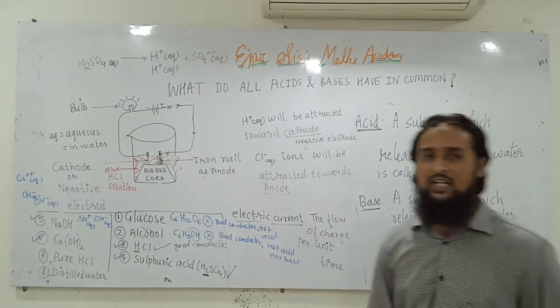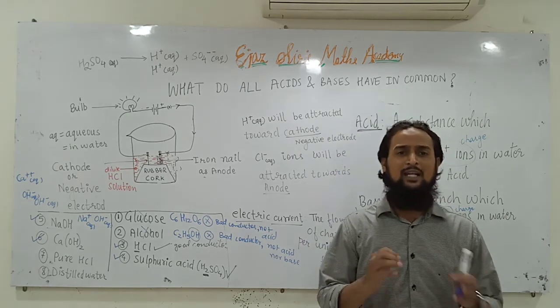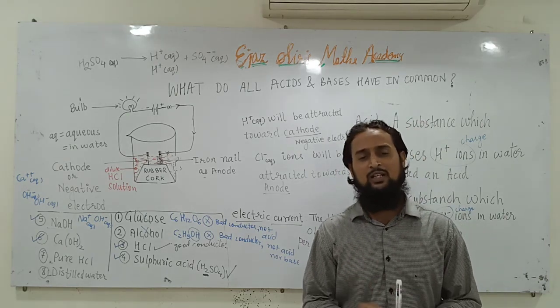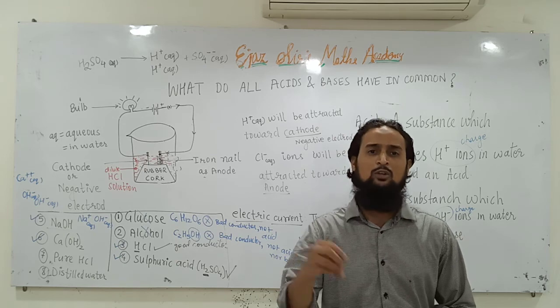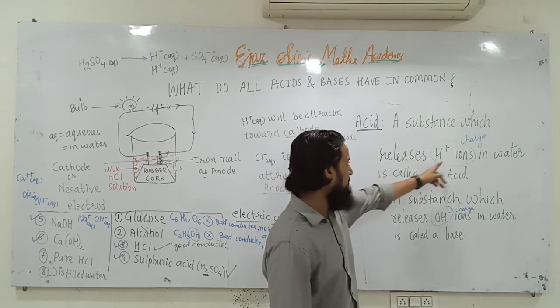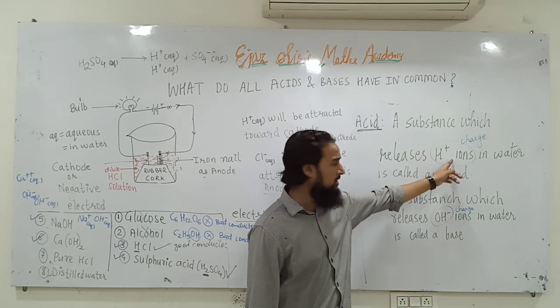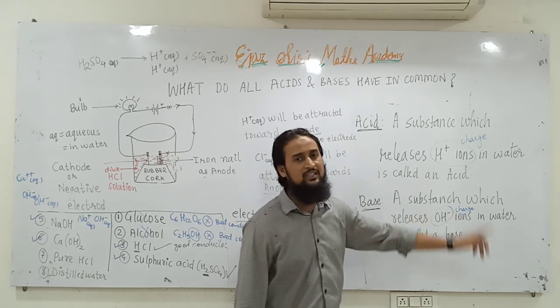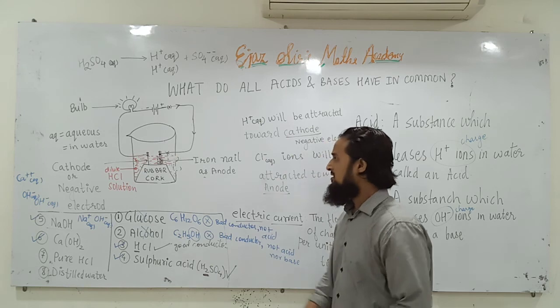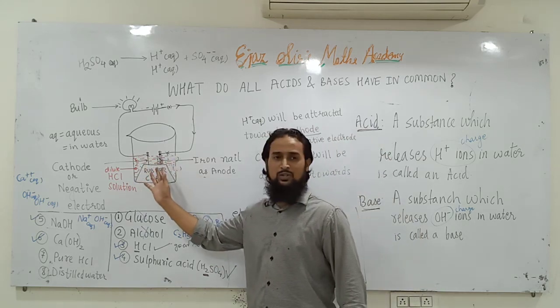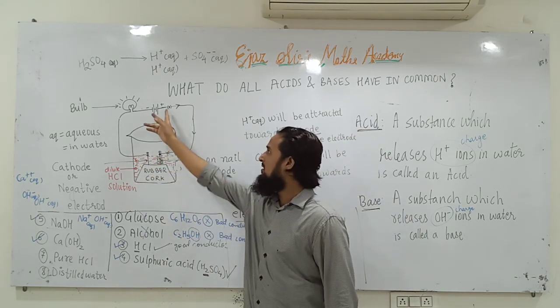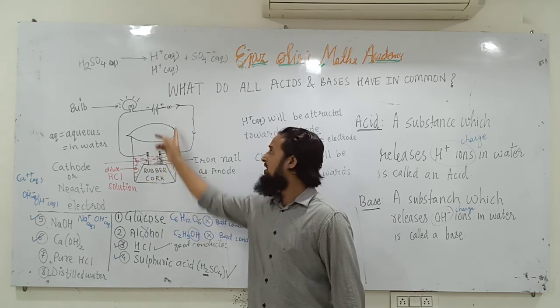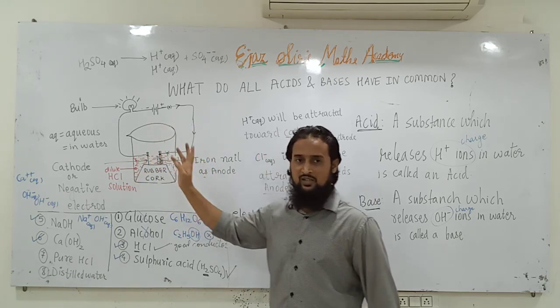So what is the similarity between acids and bases? All acids and all bases become good conductors of electricity when they are added to water, because acids release positive charges, H positive ions in water, and bases release negative charges in water, means OH negative ions in water, and that's why charges are created in the solution, and these charges flow when current is passed through it, when connections are made, the circuit is completed.